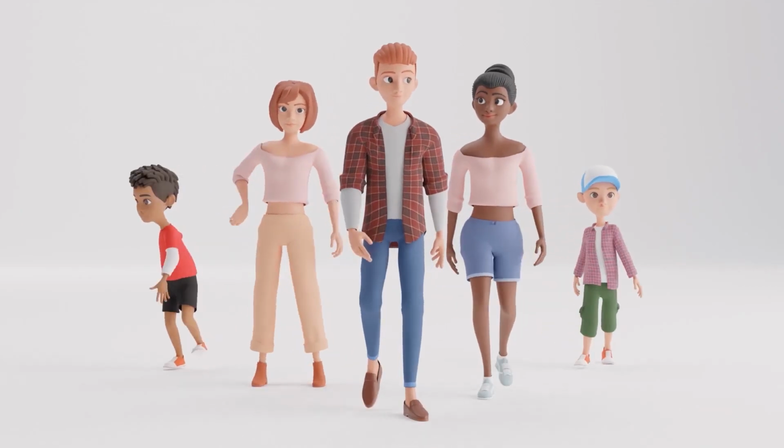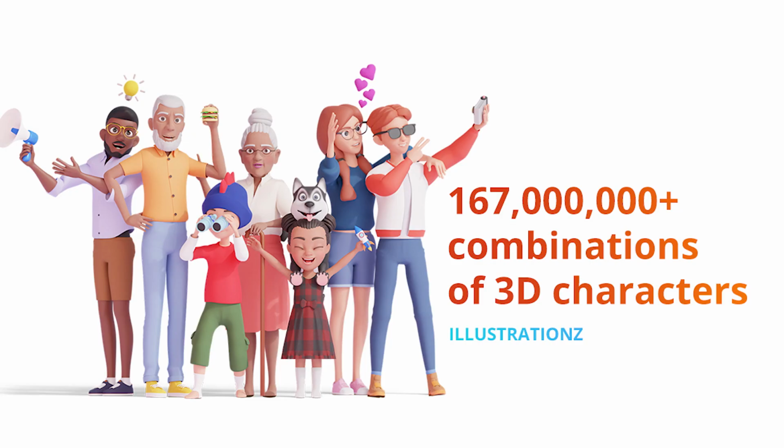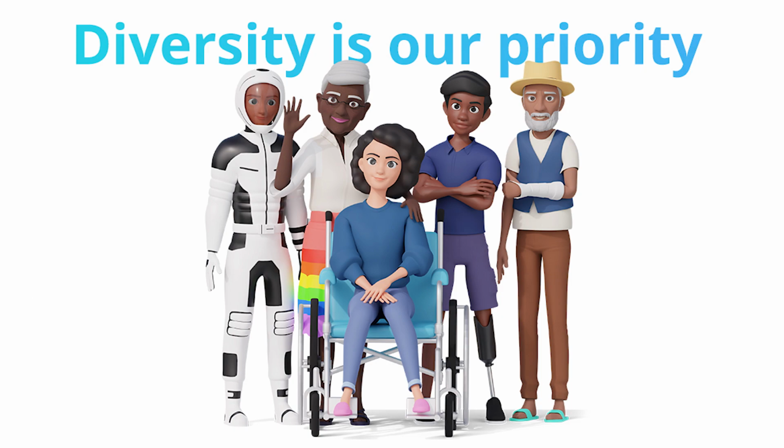This video will show you what is inside the massive Illustrations 3D characters library. There are more than 160 million combinations of 3D characters. Adults, kids, elders and pets are included. 3 color skins: white, brown, black. A genuinely diverse 3D library.